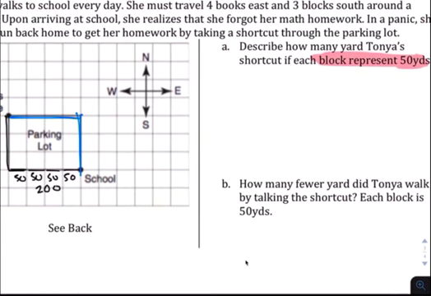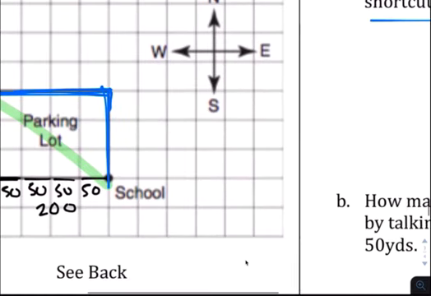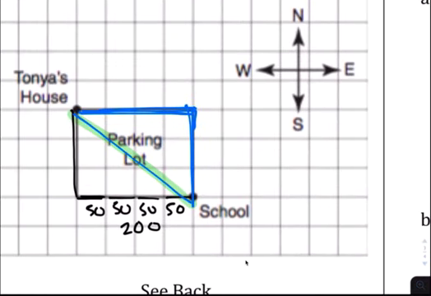Okay, so describe how many yards Tanya's shortcut saves for the block. So she normally takes this. Now she's going to run home, taking the shortcut through the block. So this is the shortcut. This is called the hypotenuse. This is the shortcut. There's the cut.